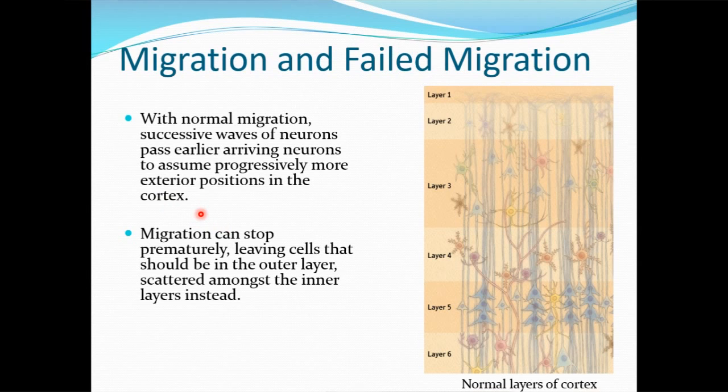Migration can stop prematurely, leaving cells that should be in the outer layer scattered amongst the inner layers instead. So that's when something goes wrong, and they don't get to the outer layer. And the consequences of that are often dyslexia or epilepsy.